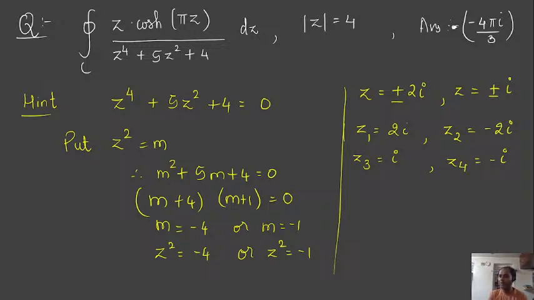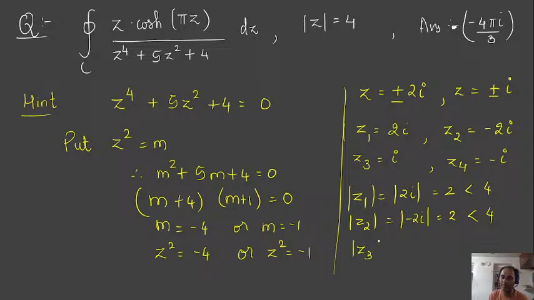Now you have to check which of the 4 are inside the circle. Fortunately all 4 are inside the circle, so you will have to calculate the residue at each of the 4 points, and you will get your answer. So this is how this sum will work. Because mod z1, if you take, it is mod of 2i, so that is 2 which is less than 4. Mod z2 is also mod of minus 2i, which is 2 which is less than 4.